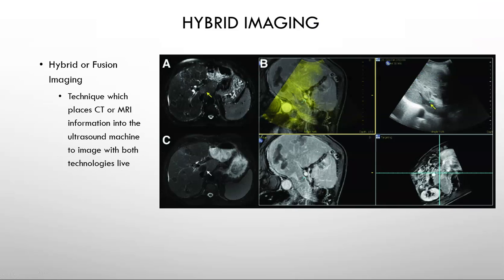Hybrid imaging is a new imaging technique where they take CT or MRI information and overlay it on top of the ultrasound information, giving us both ultrasound and CT together. It's known as hybrid or fusion imaging.